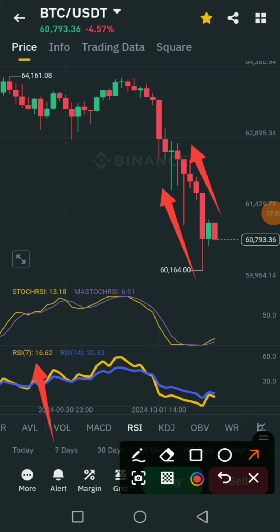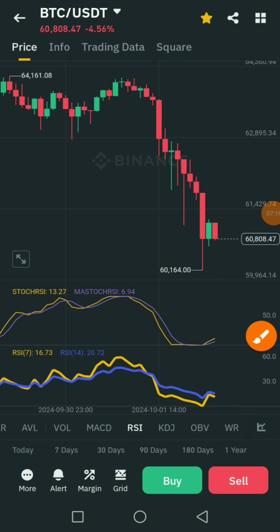So RSI 7 is very reactive, very sensitive, because it has to deal with just 7 candles, and RSI 14 is less reactive because it is dealing with the data of 14 candlesticks. Alright, with this being known, we should be able to head back to the next topic.